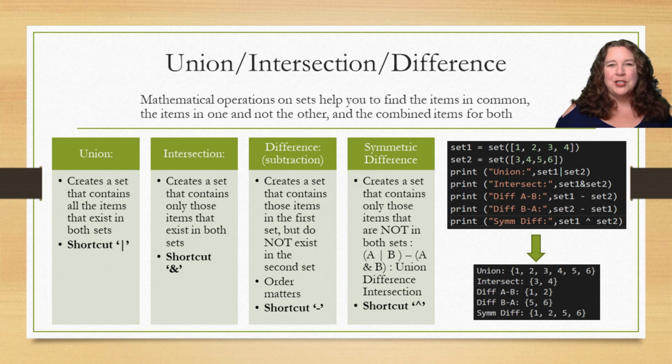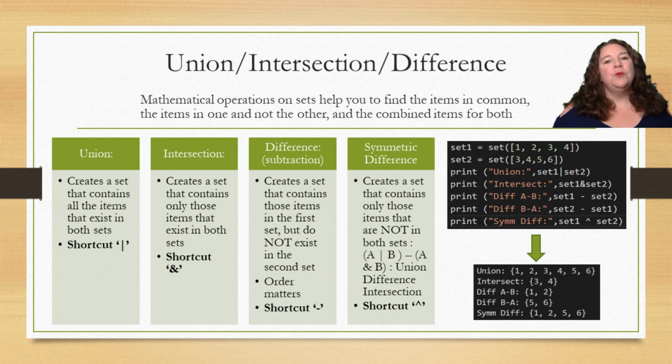The same way subtraction in real life, if you had 10 minus 3, that's different than 3 minus 10. If I had subset A minus subset B, it's different than subset B minus subset A. Subset B first says give me all of the items that exist in B except those that also exist in A. The shortcut for this is the negative sign because it's a subtraction. We're doing a logical subtraction between two sets.